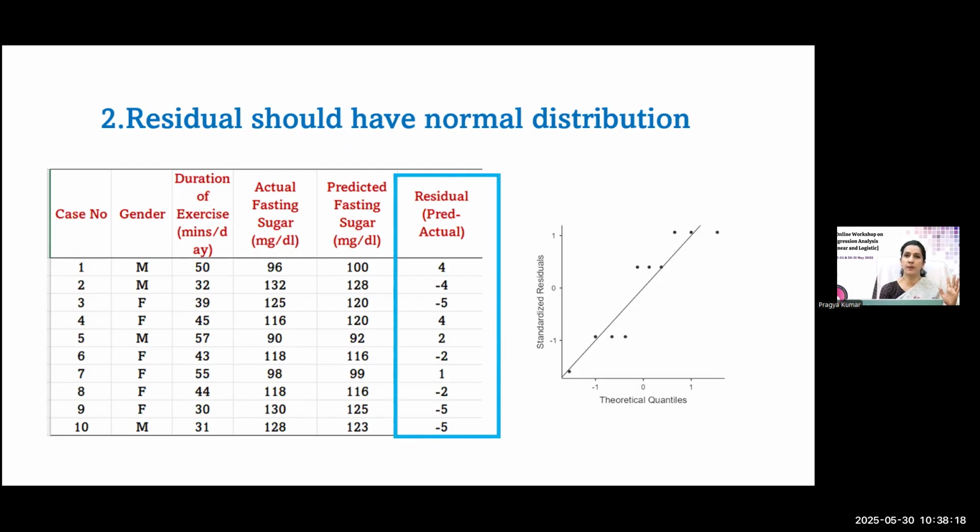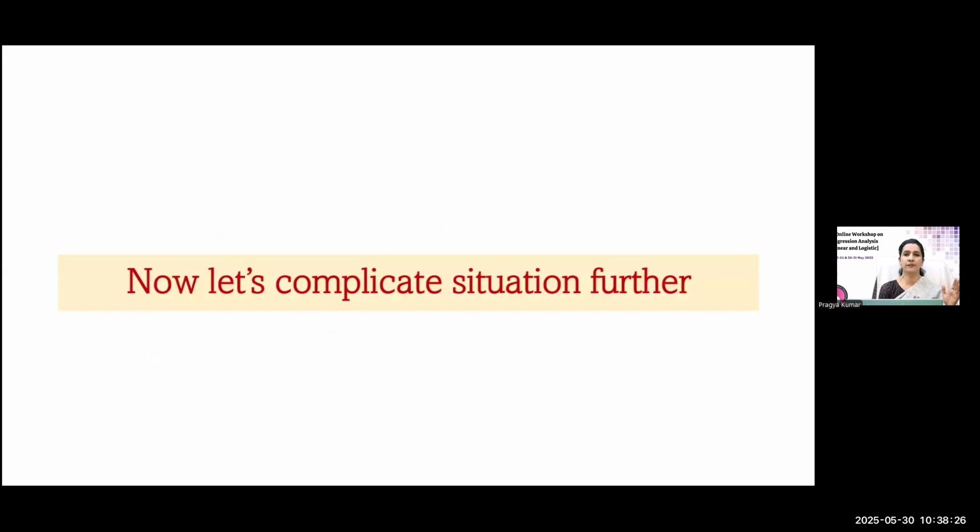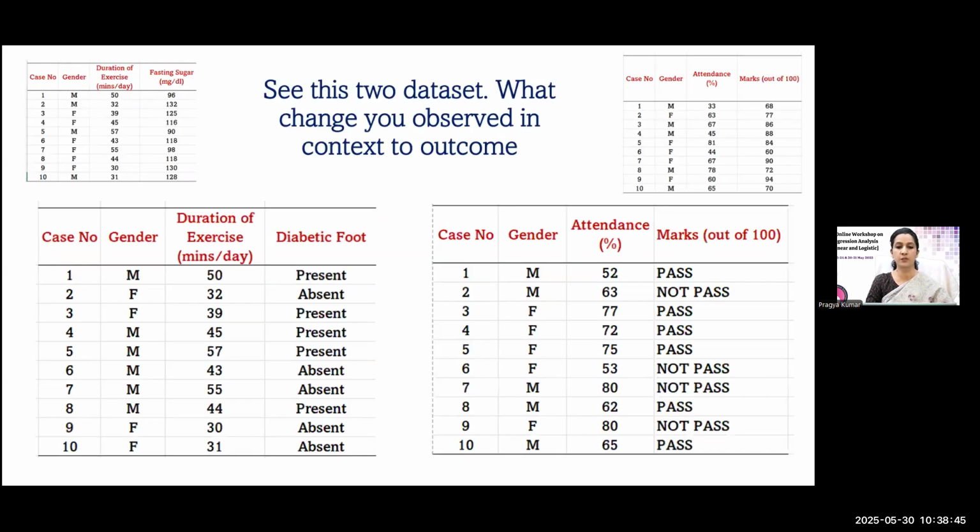Residual, by this time we know what a residual is: the difference between the predicted value and the actual value is the residual. Now, it's not always like that. If I want to know the relationship with a yes and no variable, where the dependent variable is not continuous in nature. Now let's see how we can complicate this situation further.